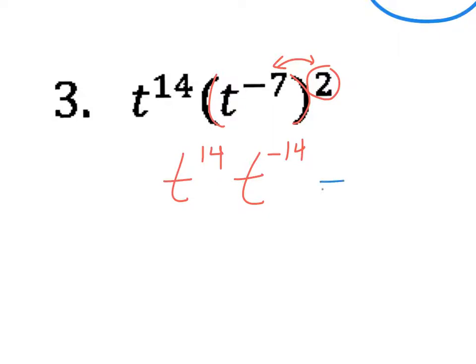Now I use the rule where if I'm in a multiplication problem, I add these exponents and get t to the 0 power. Anything to the 0 power is 1.